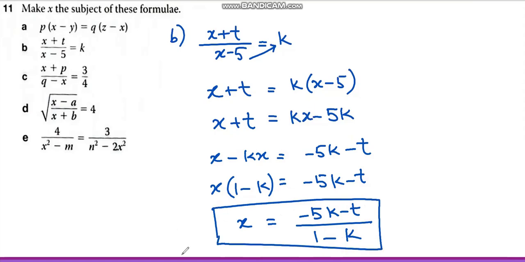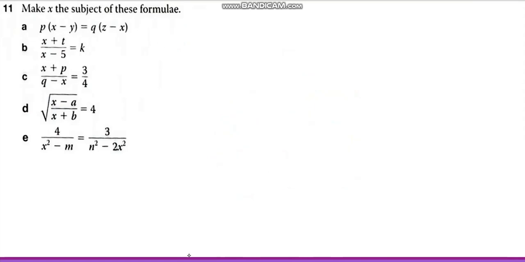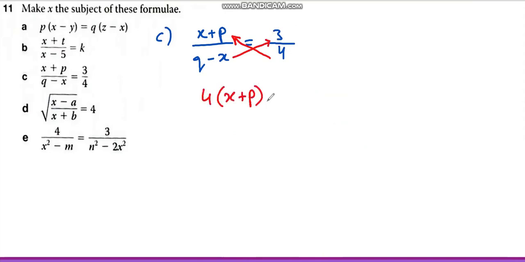I can do C part now. In C part, I have x plus p over q minus x equals 3 over 4. And now I can again cross multiply. Like here, 4 can be multiplied with x plus p and q minus x can be multiplied with 3 there. So I will get 4 into x plus p equals 3 into q minus x. And definitely I will again distribute the 4 with the terms inside the bracket. So I will get 4x plus 4p equals 3q minus 3x.